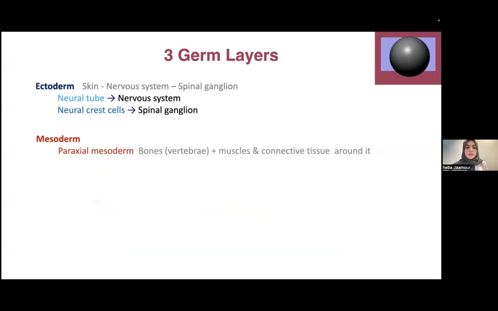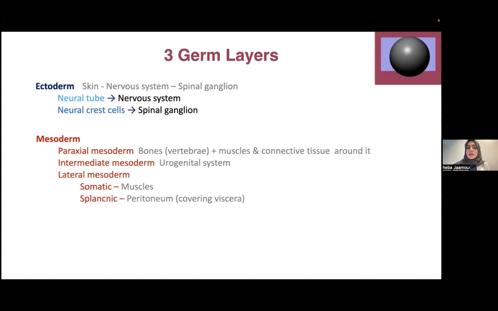Mesoderm, the middle layer, gives rise to the paraaxial mesoderm, which is the one closest to the notochord or axis, if you want to think about it that way. It gives rise to the bones, specifically the vertebra, and the muscles and connective tissue around it. Then you have the intermediate mesoderm, which gives rise to the urogenital system. Lastly, the lateral mesoderm, which I said divides into two. Somatic gives rise to muscles. Splanchnic gives rise to the peritoneum, which is basically the covering above the viscera, or the internal organs, like the liver and stomach, okay?